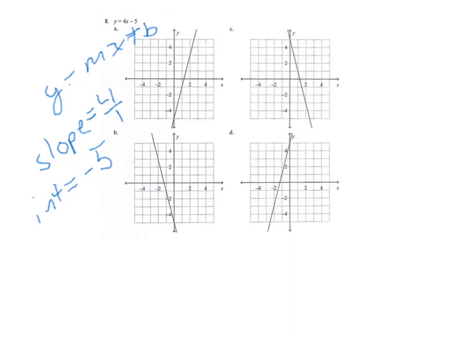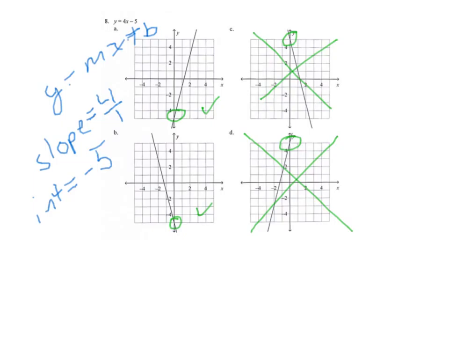So let's see, I'm going to start with my y-intercept because that helps me out the most. For A, that's negative 5, so that works. B is also negative 5, so that works. C is a positive 5, that doesn't work, so we can eliminate that. And D is a positive 5, so we can eliminate that. So just by knowing your y-intercept, you can knock it down to a 50-50 chance.